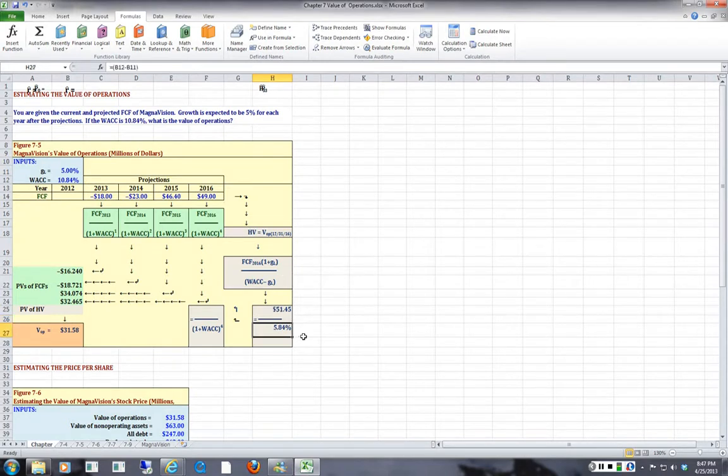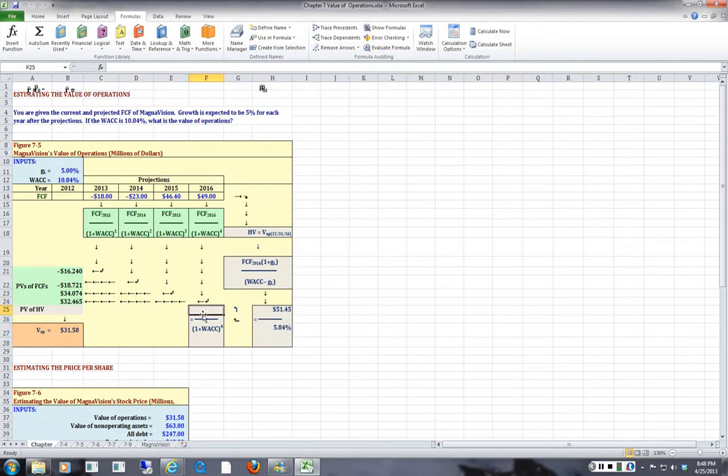So now we're going to divide that. We just multiplied the first one by 1.05. Now we've got to divide that by the 10.84% minus the growth, which is 5%. So that leaves us with 5.84%. I think you can see it there. The division of 1.084 minus 1.05 leaves us with 0.0584.